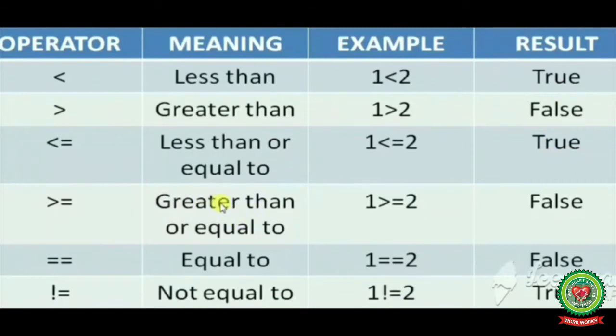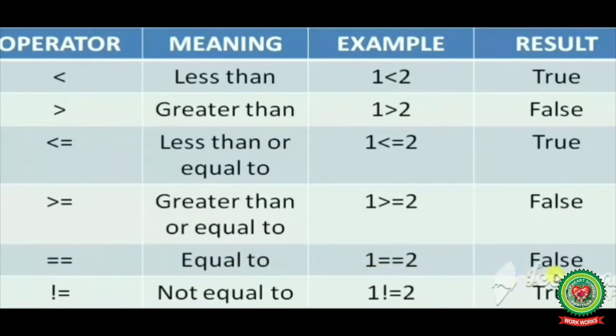Number fourth, greater than or equal to, means value can be greater than also or equal to also. Now you can see here both our conditions are not satisfied. So our answer is false. Number 5, equal to. You can see 1 is equal to 2? No.